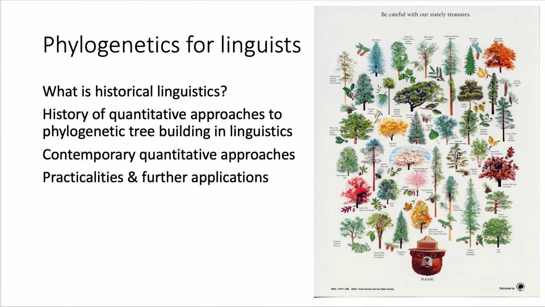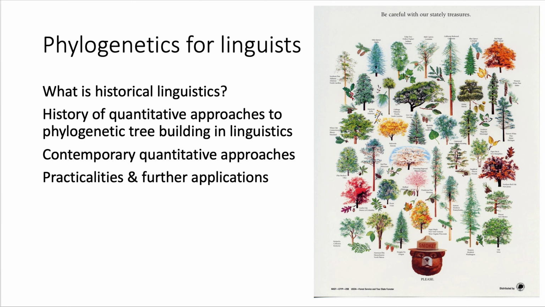So I've reached the end of this lecture on phylogenetics for linguists. I've gone over what historical linguistics is. We've gone over a little bit of history of quantitative approaches to phylogenetic tree building in linguistics. I mean, the central takeaway there is that just as in evolutionary biology, it's kind of an accident of history that these methods were not created by linguists, right? But that it was biologists that did that, because both disciplines are equally interested in history and in modeling this history.